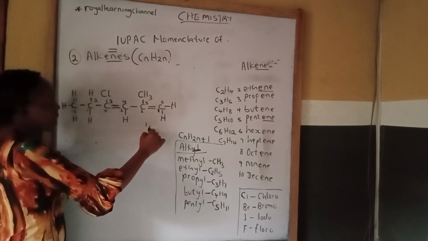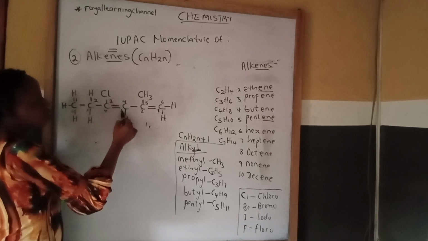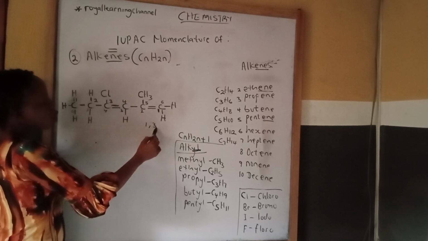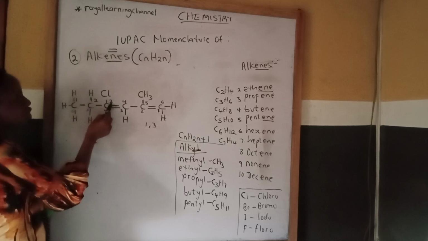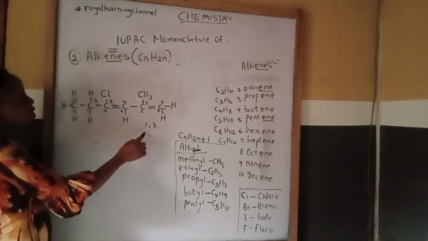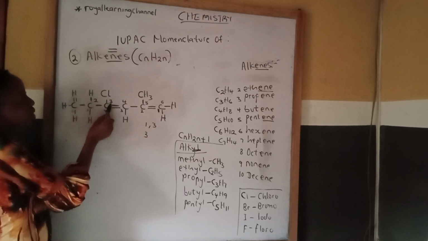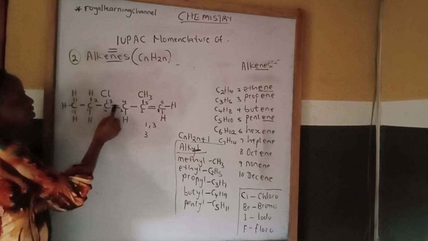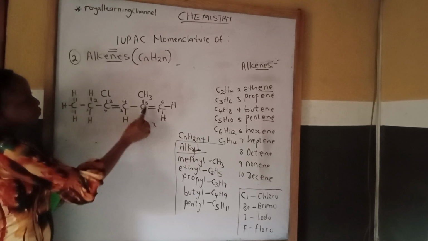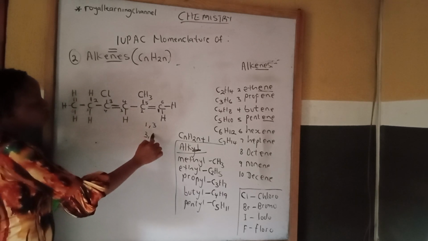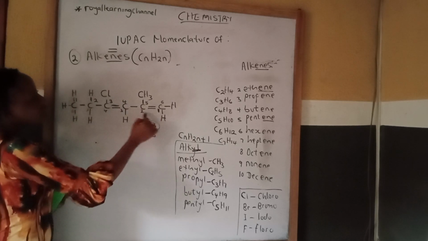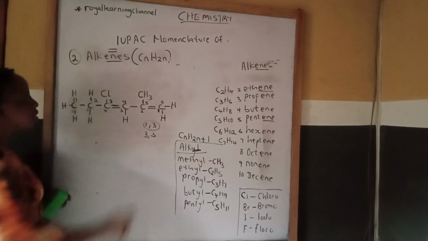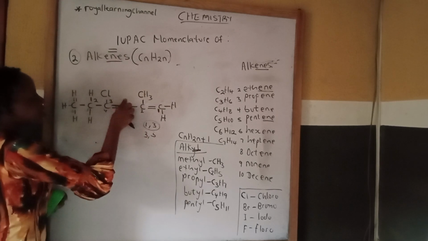That will be 1 comma. Then the second double bond is on the third carbon atom. That's 1 comma 3. But if you consider the left hand side, 1, 2, 3, the first double bond is on the third carbon atom. That's 3 comma. Then the second double bond is on the fifth carbon atom. That's 3 comma 5. So the lowest is 1 comma 3. So we consider the right hand side.